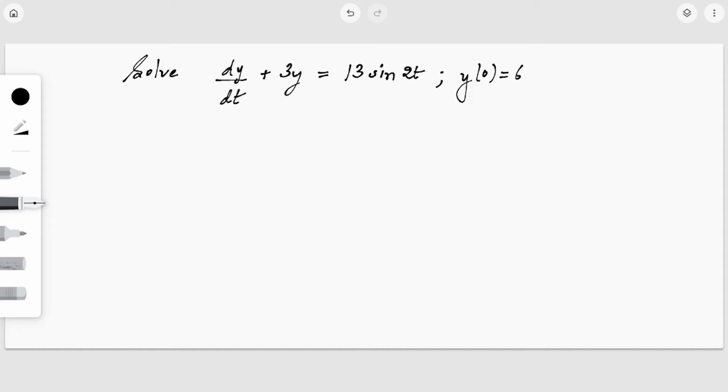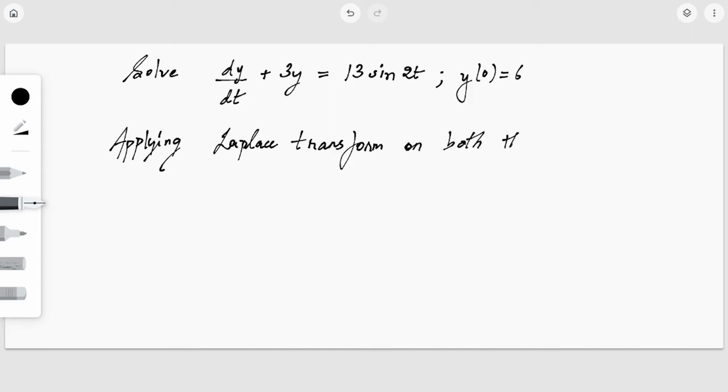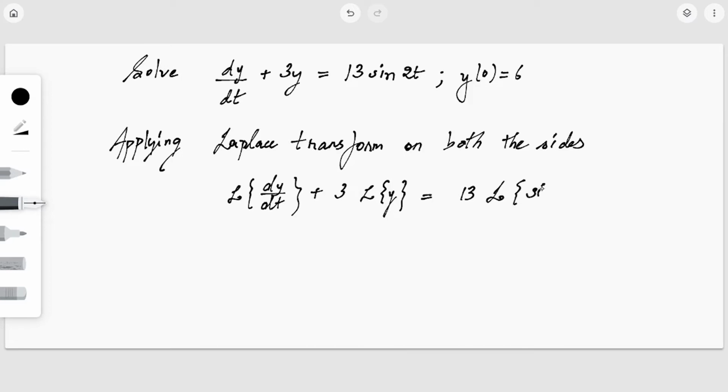Okay, so I'm going to apply Laplace transform on both sides. Applying Laplace transform on both the sides. What do we get? Script L of dy by dt plus 3 into script L of y, okay, is equal to 13 into script L of sine 2t.